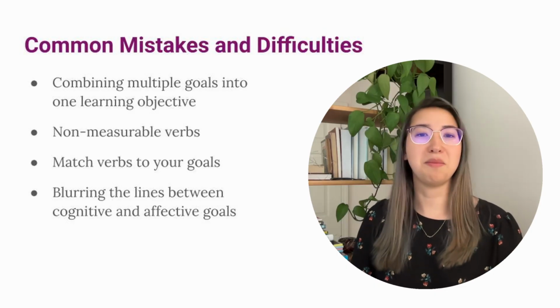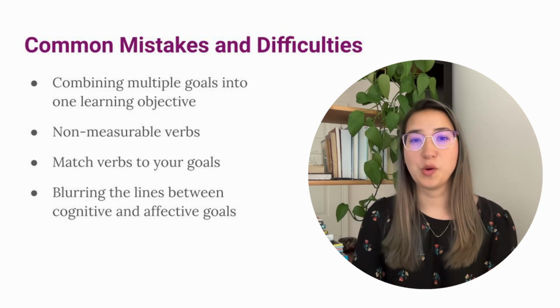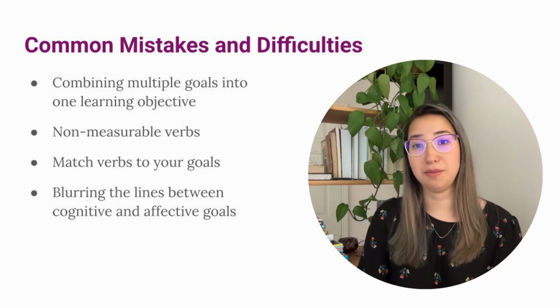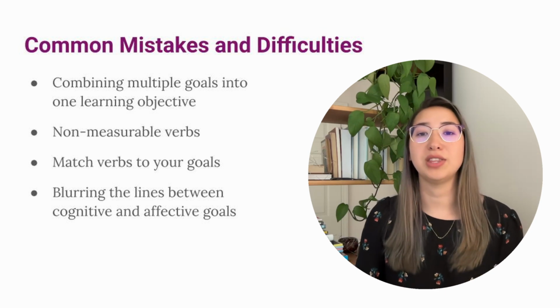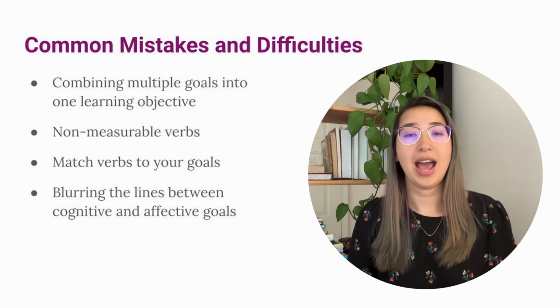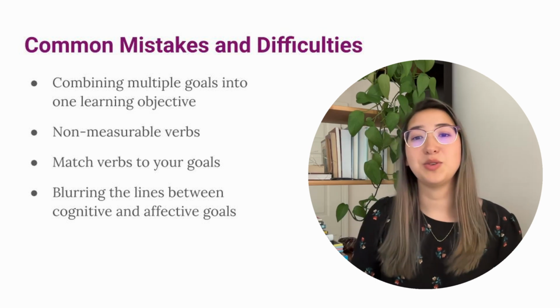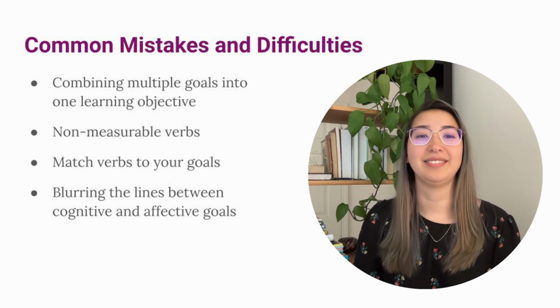Another mistake is using non-measurable verbs, such as understand. And try to match your goals with the best fitting level of verb. If you have a goal to get someone to remember, then choose an objective at the lower levels of the taxonomy. If you do have an ambitious goal, ask yourself, are you really aiming to achieve a change in behavior? And how achievable is that?